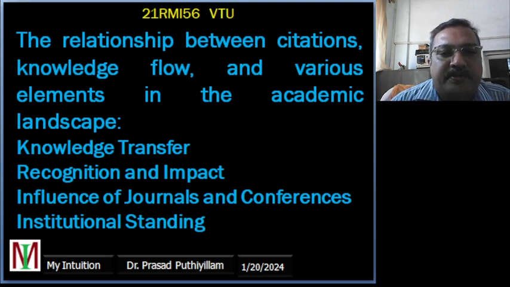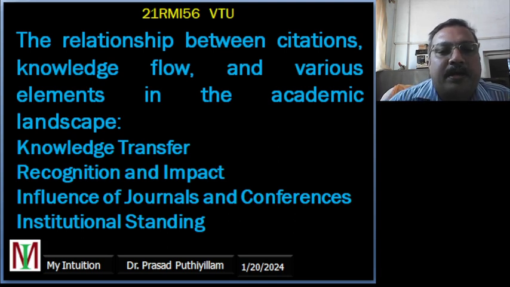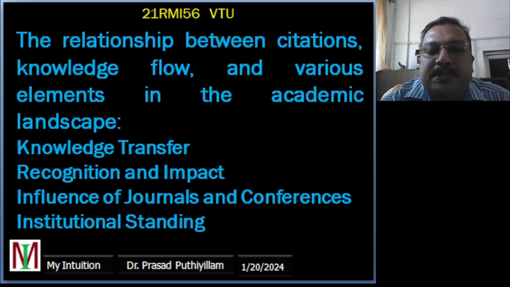That is about knowledge transfer through citations. Now the relationship between citations, knowledge flow, and various elements in the academic landscape. The topics identified are knowledge transfer, recognition and impact, influence of journals and conferences, then institutional standing.